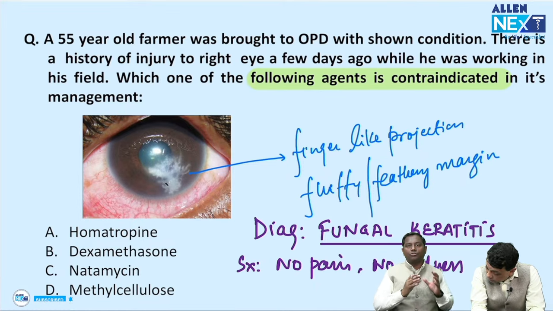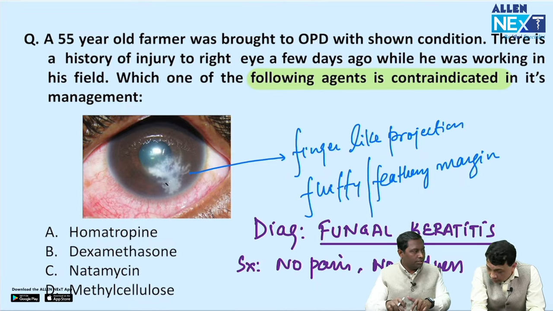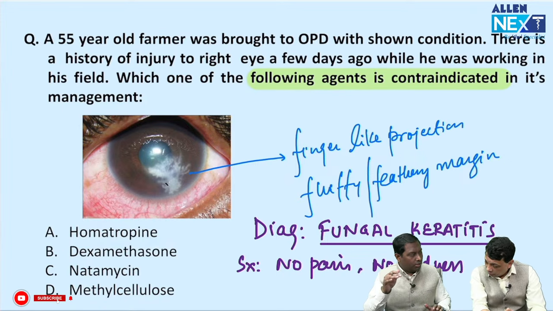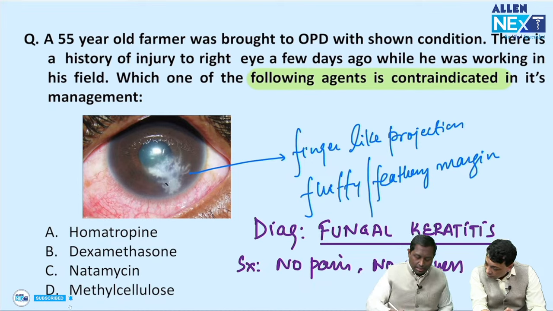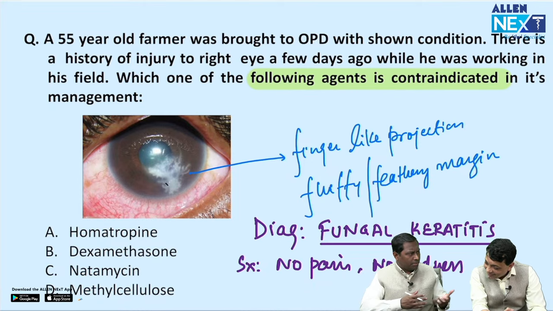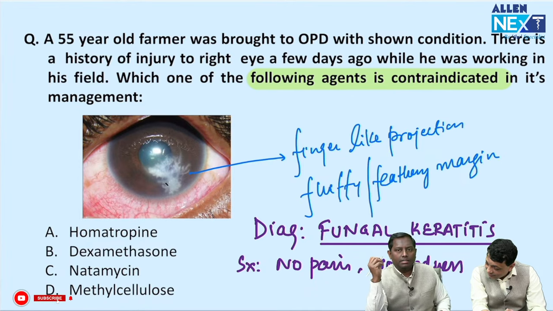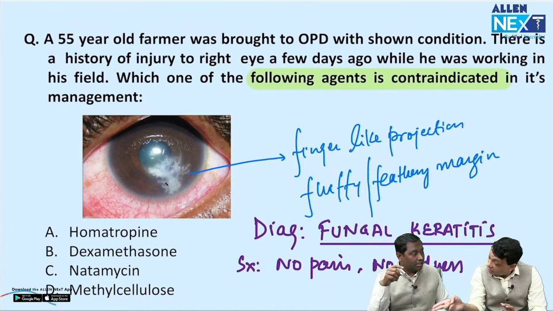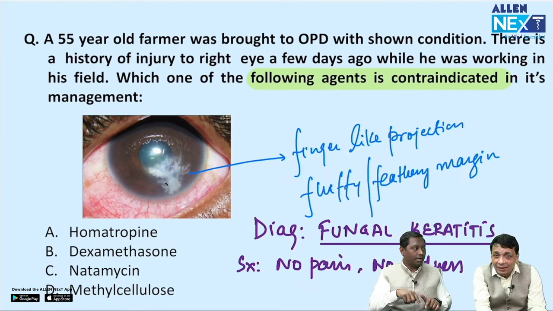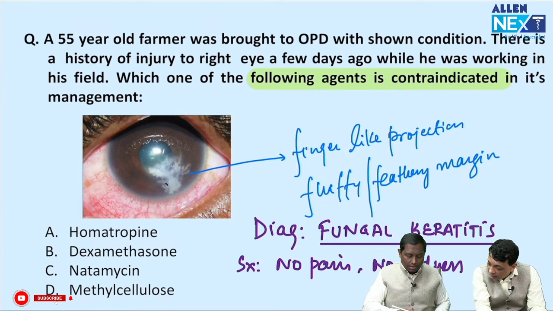This was the exact question, sir, that was asked, not with the image, in 2016-17 FMG, and most of the students immediately read that the signs are more compared to symptoms, and they immediately marked natamycin, saying, sir, there was a question of fungal keratitis and I have marked natamycin. But it actually asked, what is contraindicated? So you'll have to be very, very careful.